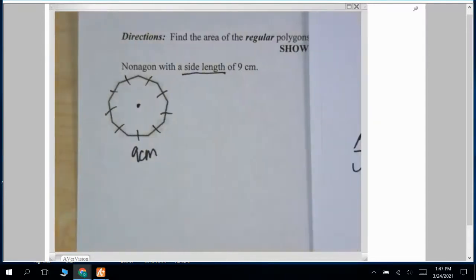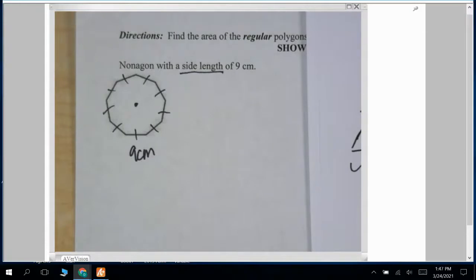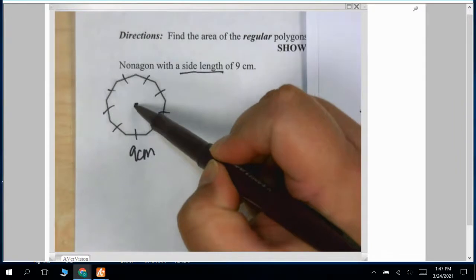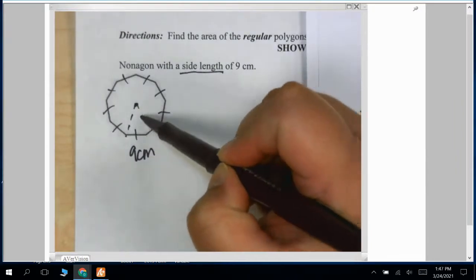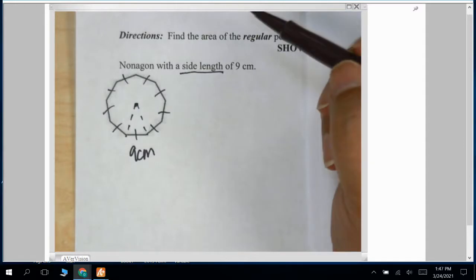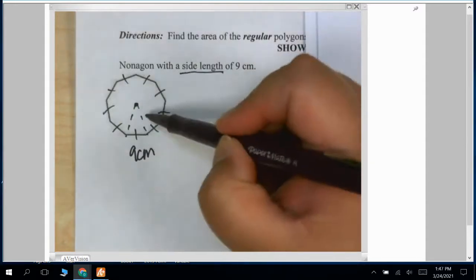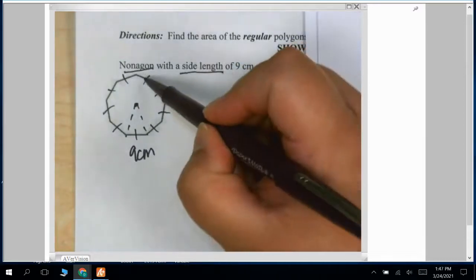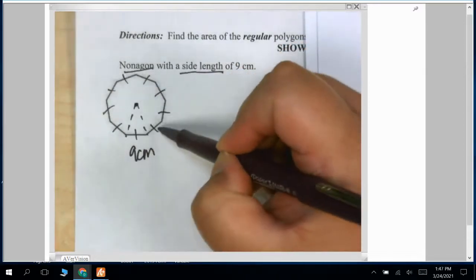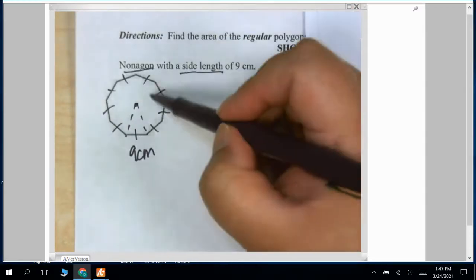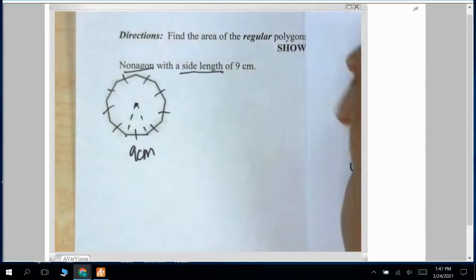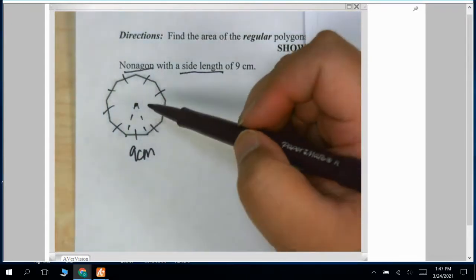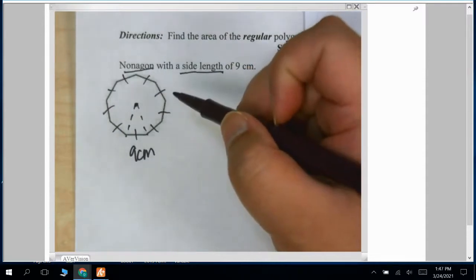to my regular nonagon. The thing is, we know that regular polygons are the result of taking an isosceles triangle, creating 2 radii from the center, and reflecting it around. So if I have a nonagon, which means I have 1, 2, 3, 4, 5, 6, 7, 8, 9 sides, that means there are 9 of these congruent isosceles triangles. So if I can find the area of one of them, that gives me an access point into finding the area of the total figure.